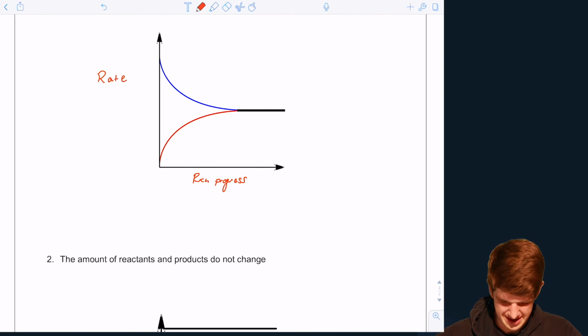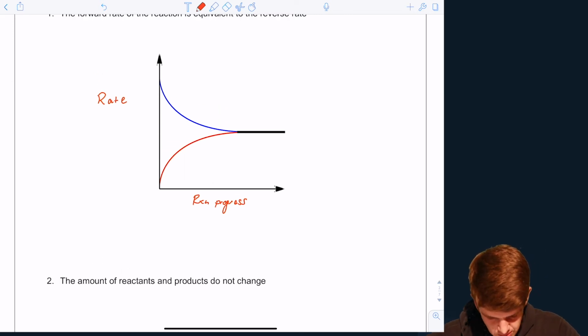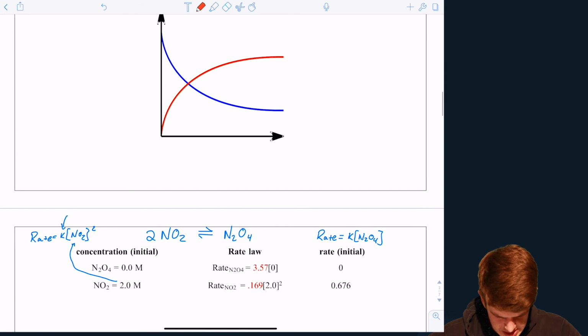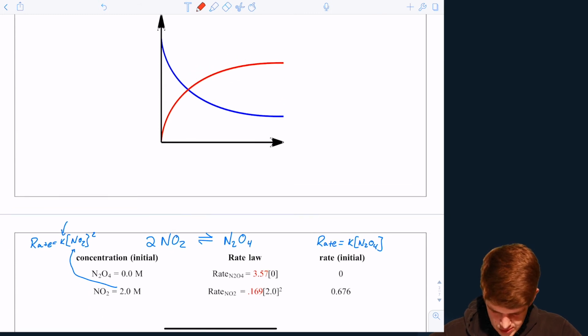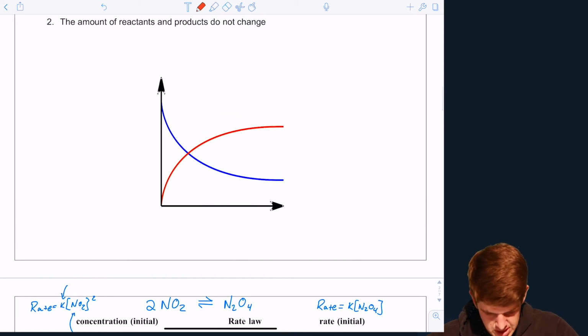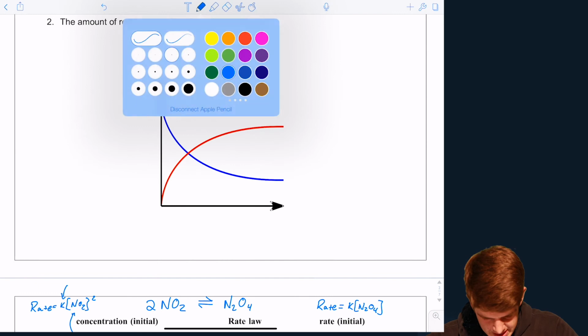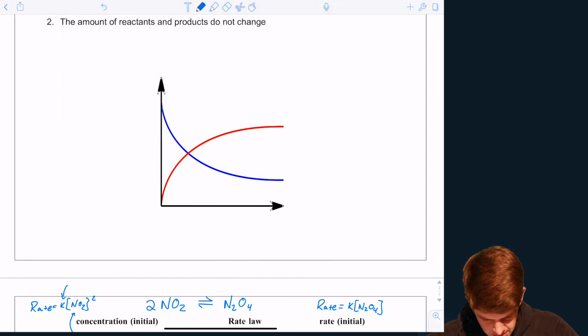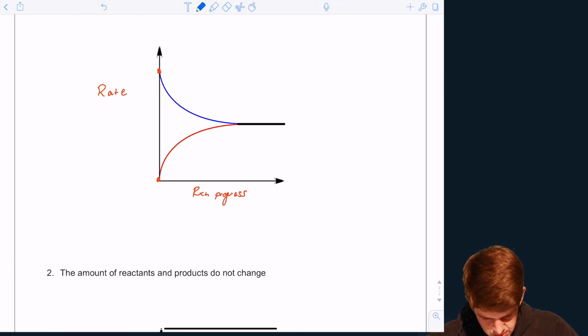Sorry, I should have done this a second ago. And so what's going to happen is right now, this rate is very high, while this rate is basically 0. So which one of these two reactions is going to have the fast rate? Well, NO2 is the only one that has a rate right now. So we will say that this blue line here is the rate of NO2.